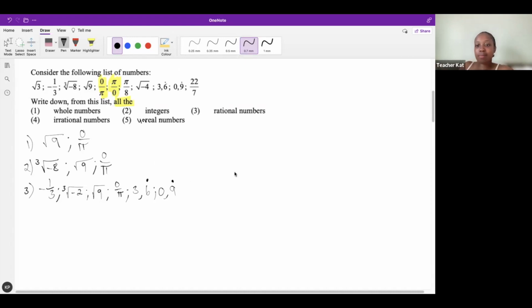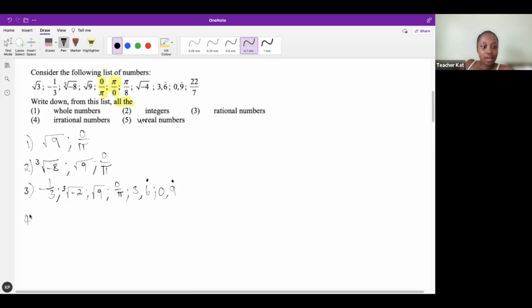And 22 divided by 7, who knows what that is? It isn't rational, but what do we use that for? Sometimes we use it for pi. Did you guys know that? Sometimes we use it for pi.